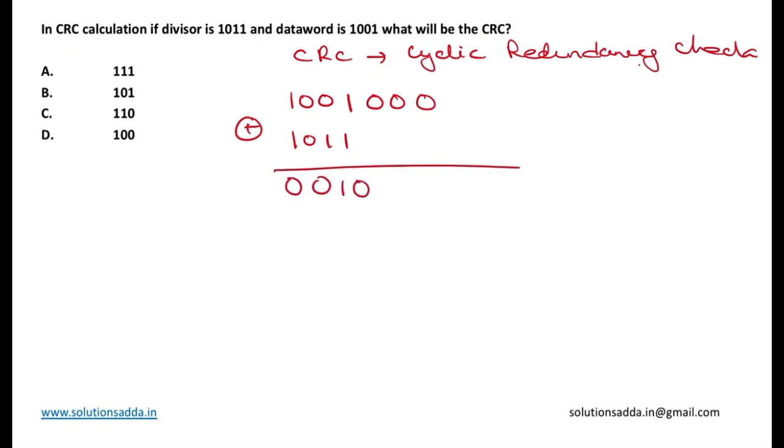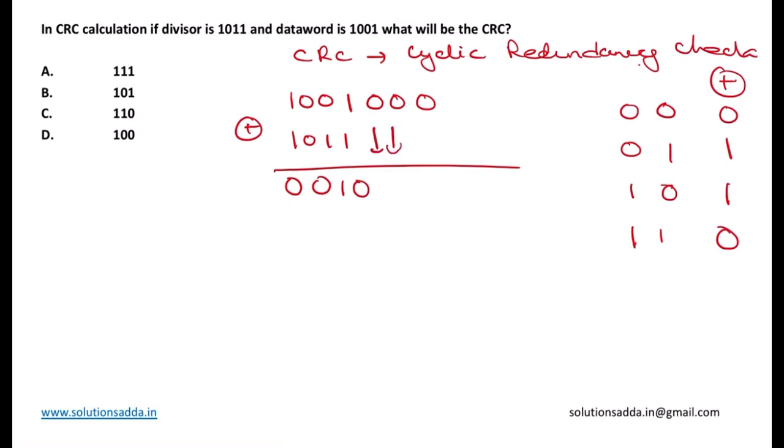So for those who don't know XOR operation, 0 0, 0 1, 1 0, 1 1. XOR would be 0 0 is 0, 0 1 is 1, 1 0 is 1 and 1 1 is 0. So 1 1 is 0, 0 0 is 0, 0 1 is 1, 1 1 is 0.